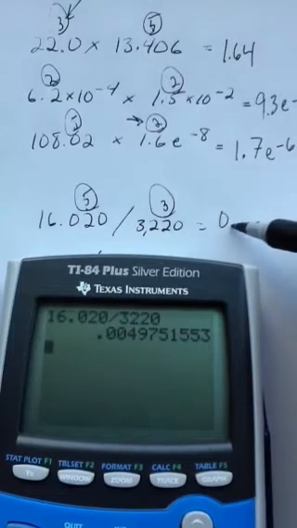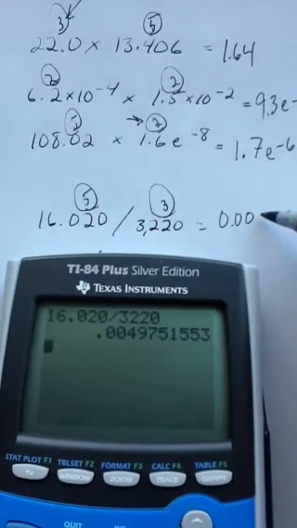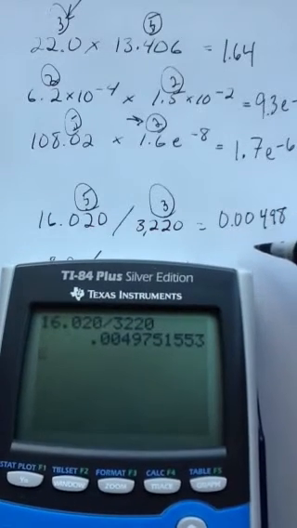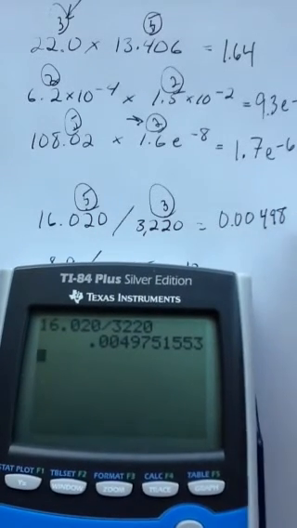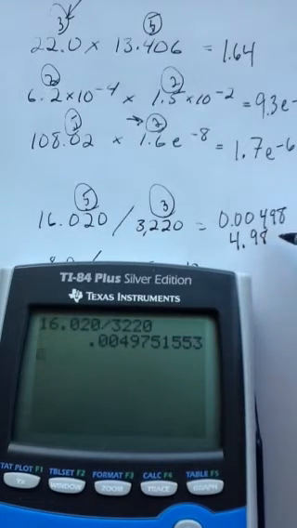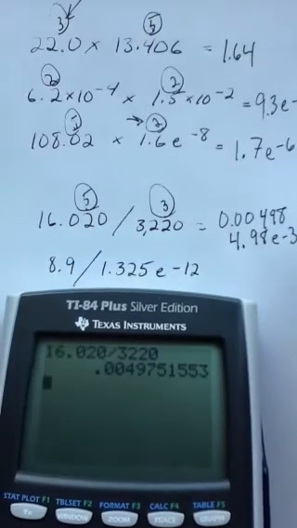So you could write it as 0.00498. I probably would more likely take this and put it into scientific notation and write this as 4.98 e to the negative third. That's how I'd probably go about doing that one.